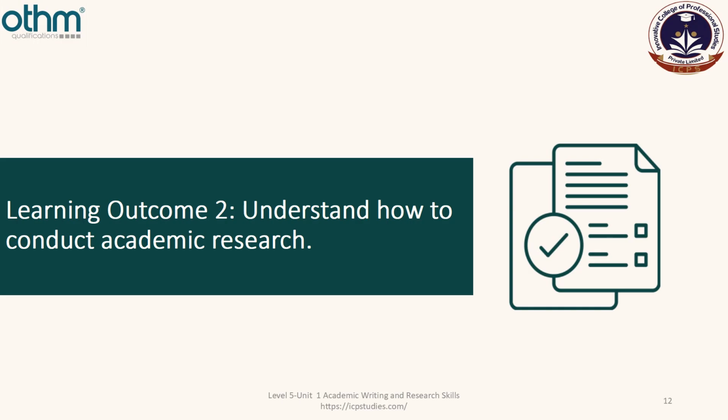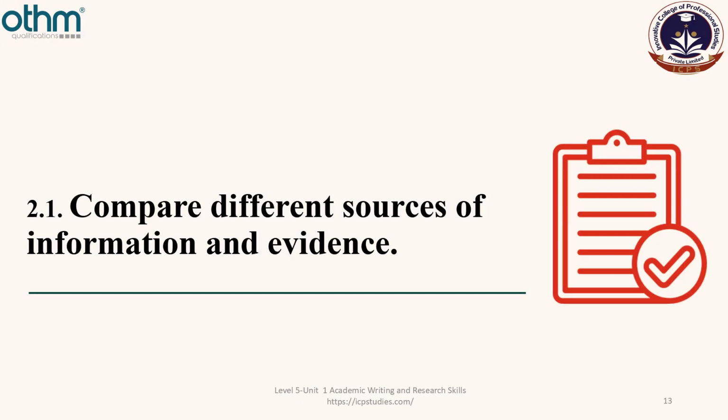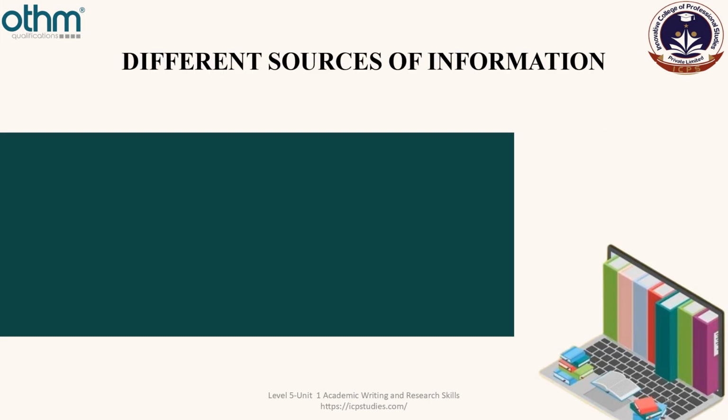Then we have the second learning outcome, in which we will understand how to conduct academic research. The first assessment criterion to understand this learning outcome is to compare the different sources of information and evidence. So we have different sources of information.